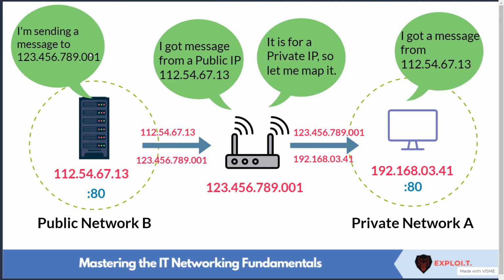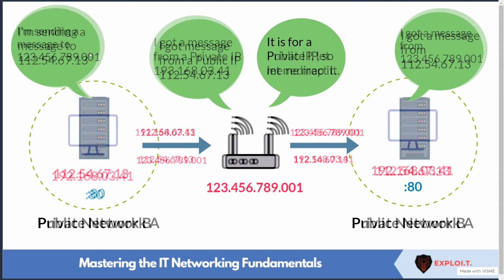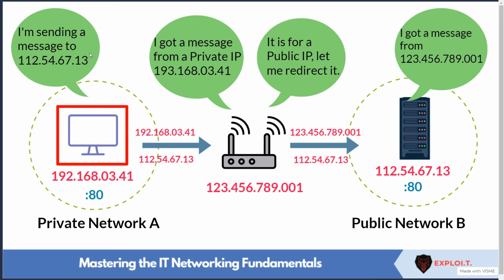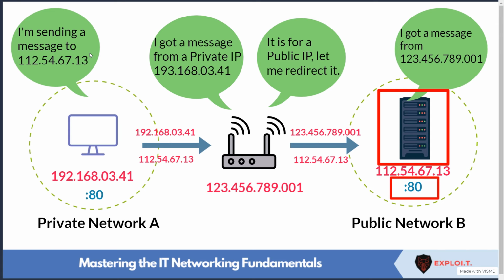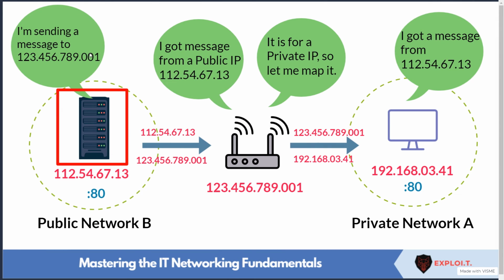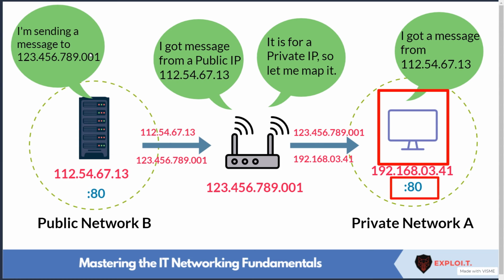The router, when it got the message, says, yes, I got a message from a public IP. I know who actually made the request, and that was a private IP. So let me convert this to a private IP. Once the PC receives the message or the YouTube videos from the DHCP server, it says, yes, I got a message from 112.54.67.13. That means from the DHCP server. Now in the first half, the PC said something by using the port 80. The DHCP server listens to that thing using the port 80. In the second half, the DHCP server said something using the port 80, and then the host listened to that thing using the port 80.